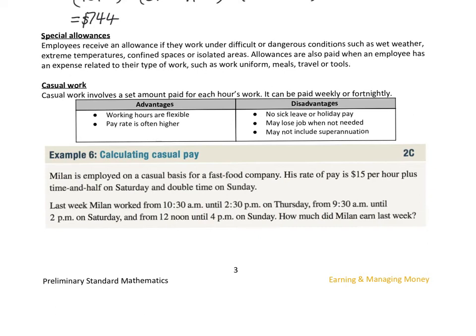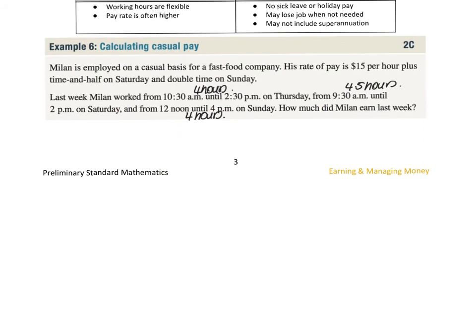So from 10:30 to 2:30, how many hours is that? Okay, so this is 4 hours. I'll just write that here. So that's his first one. From 9:30 to 2 on Saturday, how many hours is that? 4.5 hours. And 12 to 4 on Sunday is? 4 hours. So like the last question, you can do it all in one step, or we can break it up. But I'm going to do it in one step. I'm just going to use brackets to break it up.